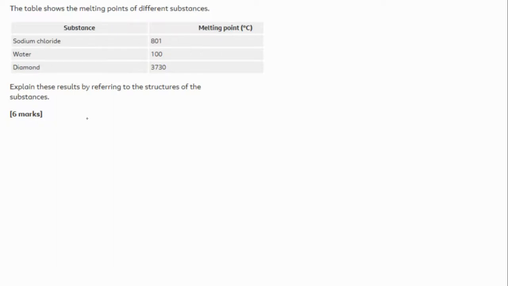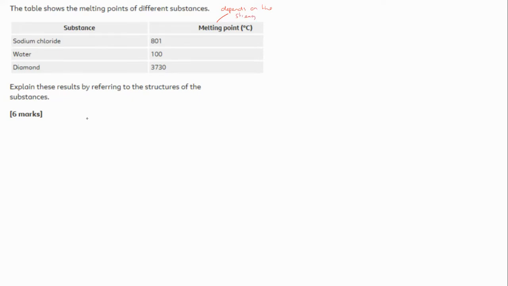Welcome to the video for the model question for C2.3.3. So this is asking us to explain the differences in melting points for three different substances. So the first thing we need to do is realise that the melting point depends on the strength of the forces of attraction that need to be broken.